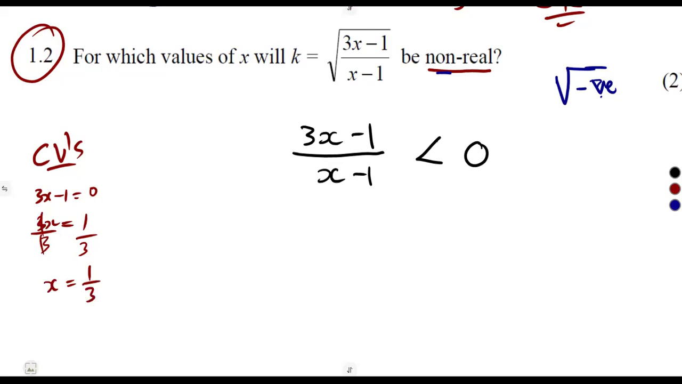All right, you do the same thing for the x minus 1 that we are seeing here. x minus 1 is equal to 0. So x is equal to 1. So 1 over 3 and 1, these are your critical values. So in this case, for you to actually understand the concept, you are supposed to work with that table, where you can just substitute the x values, because these are your critical values.